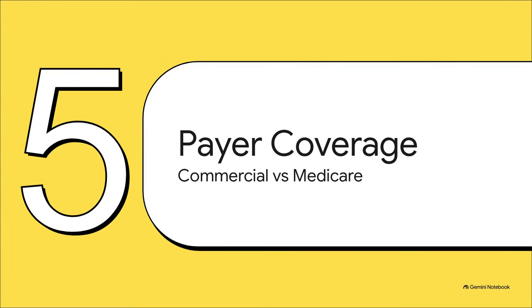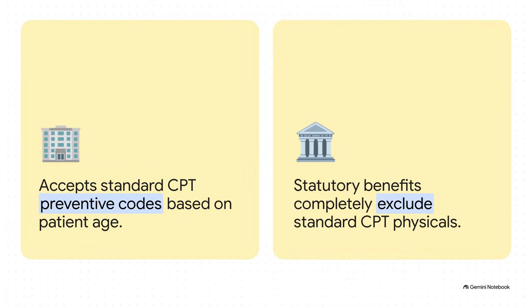Okay, Section 5. Let's talk about the reality of commercial versus Medicare coverage. So while commercial payers generally accept the standard CPT preventative age-based codes we've just been talking about, traditional Medicare is a totally different beast. It's like night and day. By law, Medicare statutory benefits actually exclude standard CPT preventative codes entirely. Meaning, if you try to bill a 99397 to traditional Medicare, no way, it will be instantly denied.